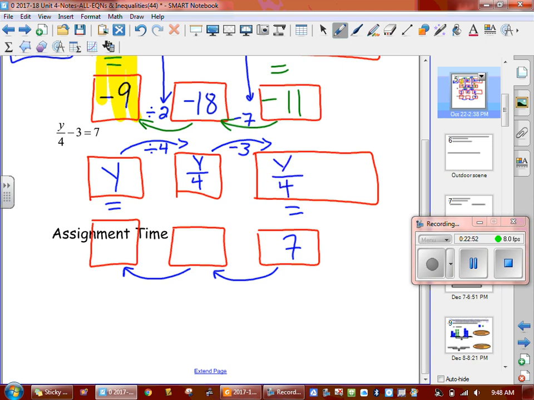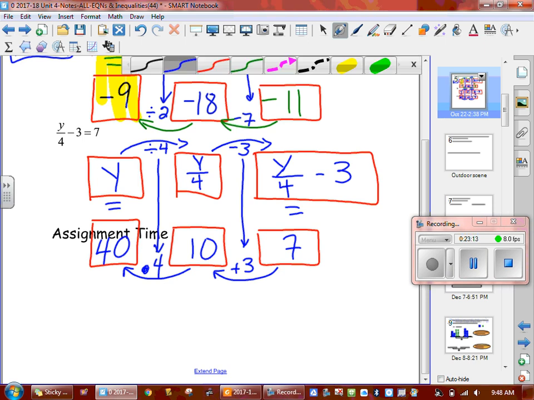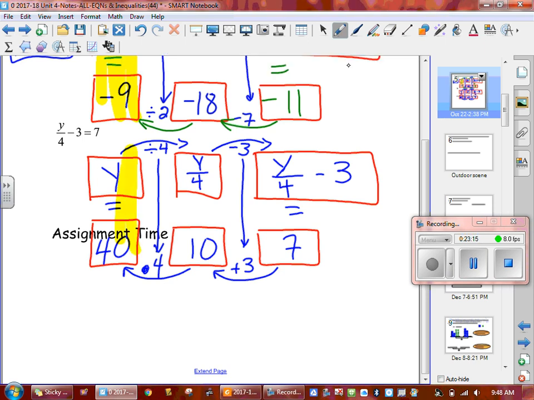So instead of subtracting 3, we're going to add 3. That's going to give me 10. And over here we divided by 4. We're going to times by 4 and get an answer of 40. So in this case, our final solution, y equals 40. We're going to take it out. Y equals 40. Final solution.